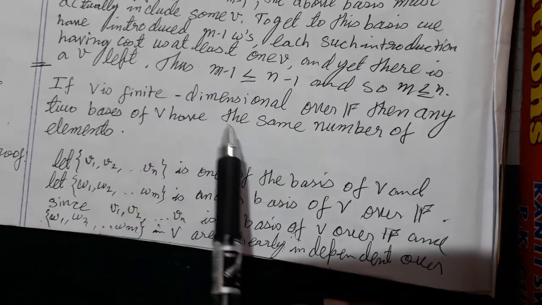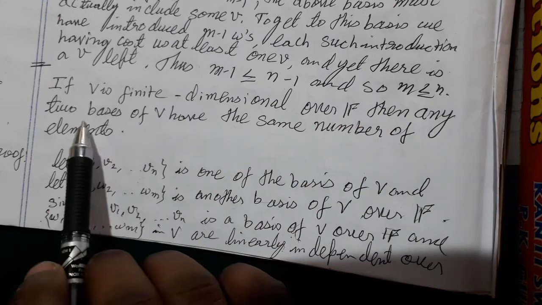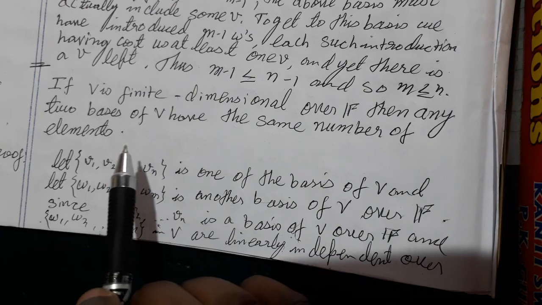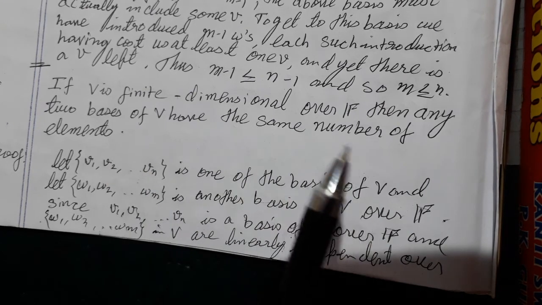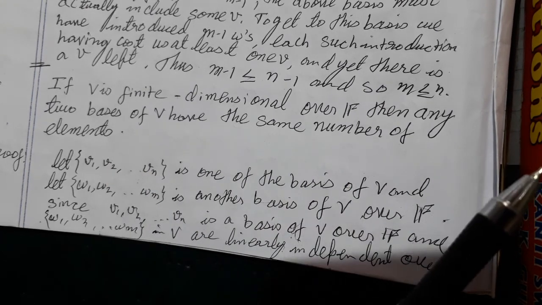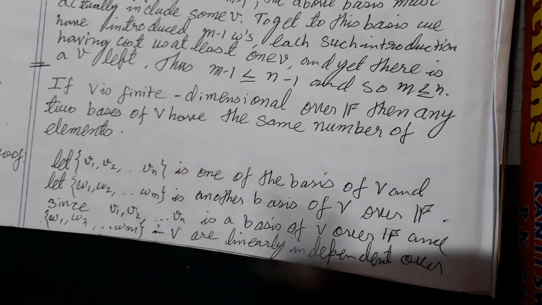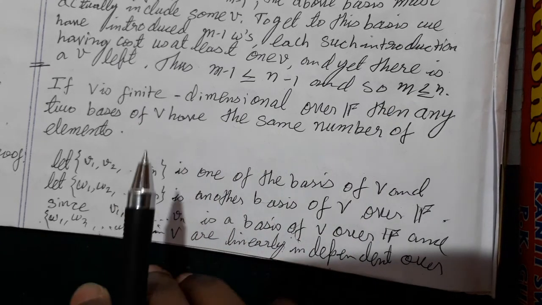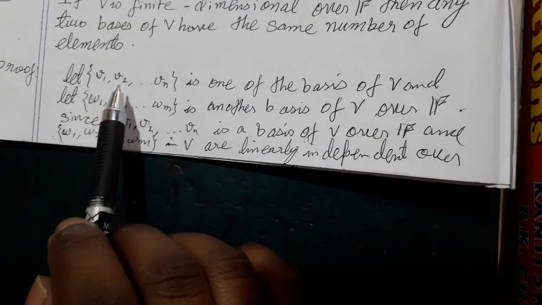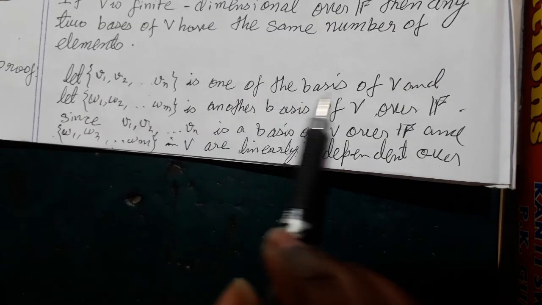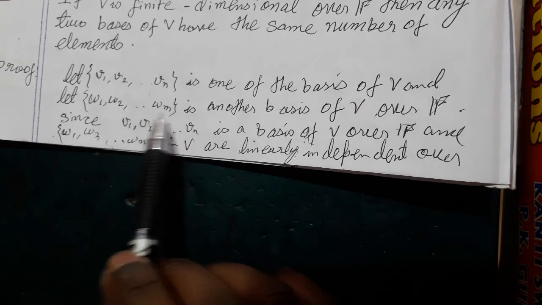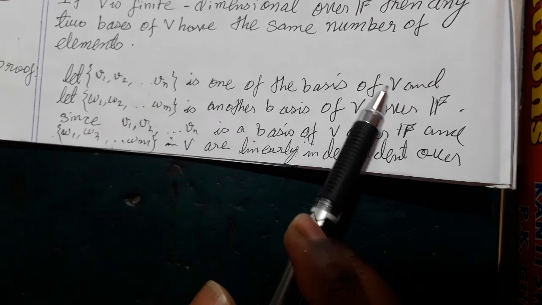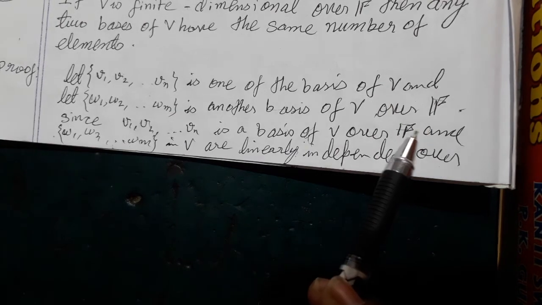If V is finite dimensional over F, then any two bases of V have the same number of elements. So we have to prove that if V is a finite dimensional vector space over the field F, then if you take any two bases, they will have the same number of elements. Okay, so I take two bases. I take v1, v2, ..., vn as one basis of V, and the other basis I take as w1, w2, ..., wm, another basis of the same vector space V over the field F.